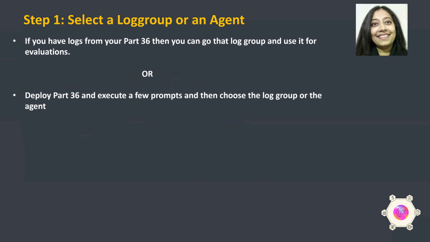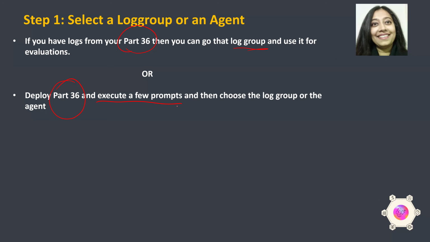So in step 1, if you have your logs from part 36, then you can simply go to that particular log group and we can use it for our batch evaluations. But if you have not completed part 36 or you have deleted that particular log and that log group, then you will have to deploy your part 36, execute a few prompts, right? Ensure that there's something in your evaluation logs, and then continue further ahead with this particular lab.